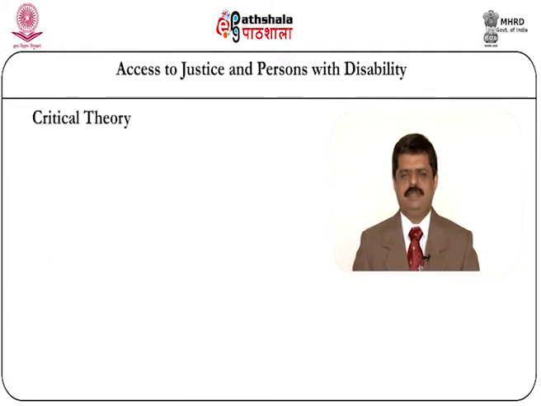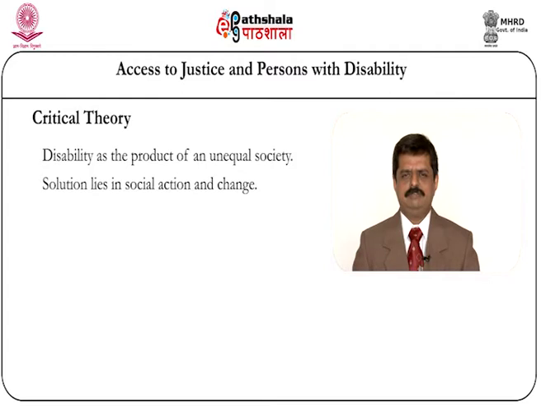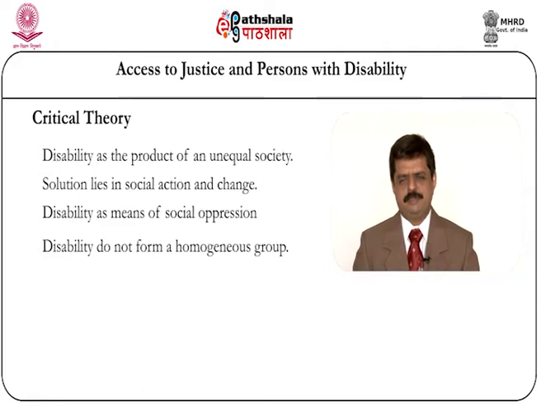Then the critical theory. Now, the critical theory is a theory where they consider disablement or disability as the result of an unequal society, and this unequal society has to be brought to an equality level through social action, through social revolution. Again, here we are talking about equality without considering the variety of problems which disabled people suffer. So, these are the different theories of disability.